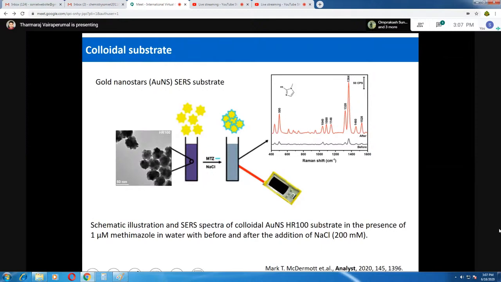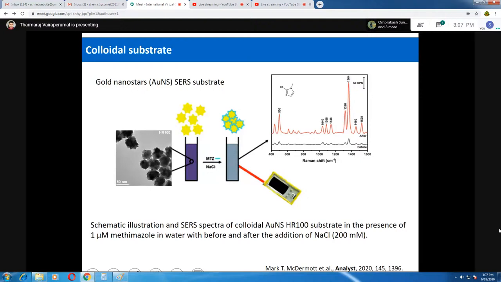After the sodium chloride is added, when the sodium chloride is in the chamber, due to that the nanoparticles will come close to each other. When the nanoparticles come closer, that forms very good hot spots.